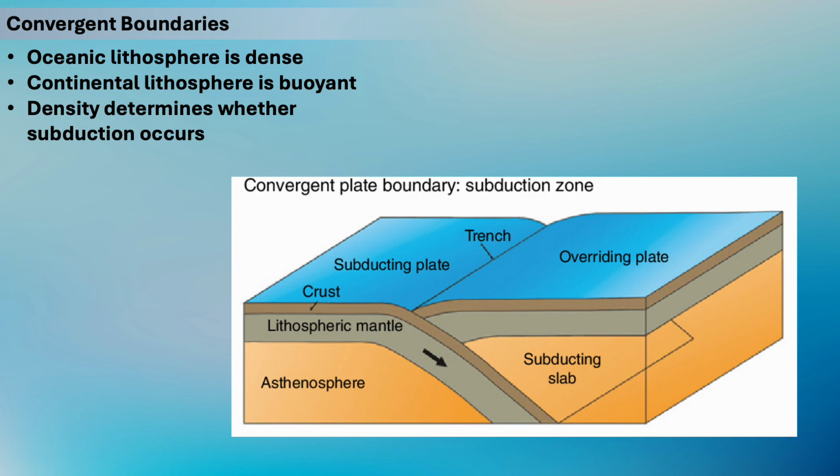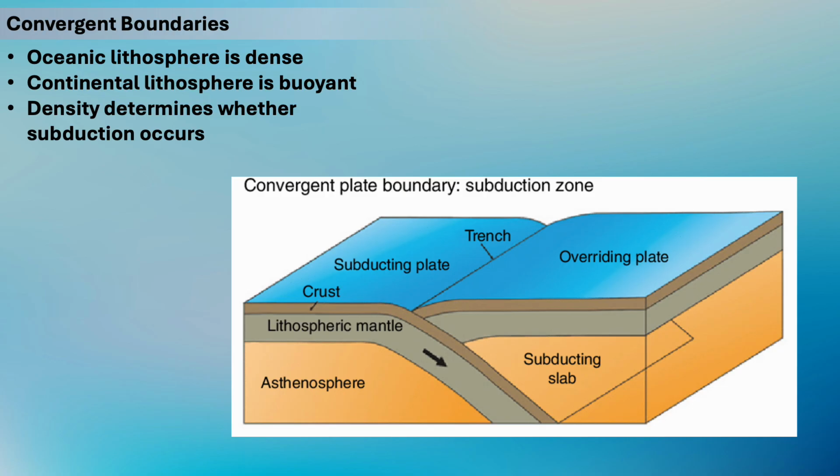When two continental plates converge, neither plate readily sinks because continental lithosphere is relatively buoyant. Instead, convergence is accommodated by crustal shortening and thickening. The crust is folded and faulted, producing high mountain belts rather than deep trenches or extensive volcanoes.